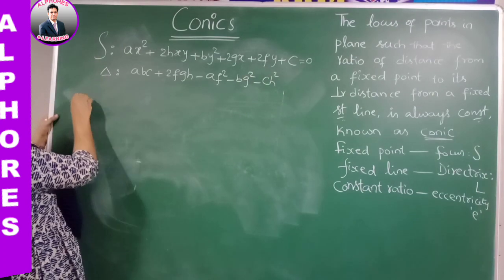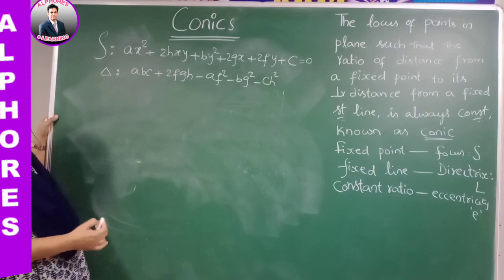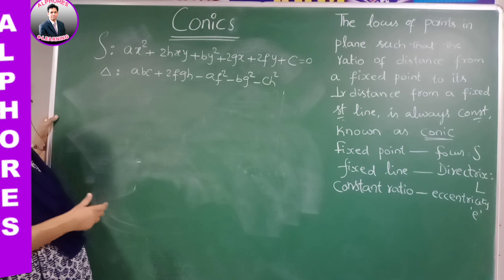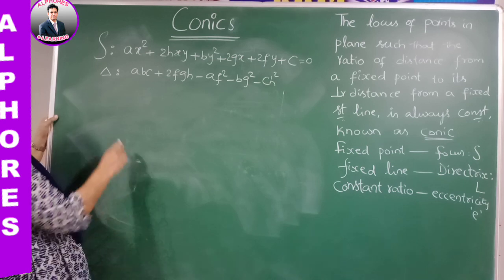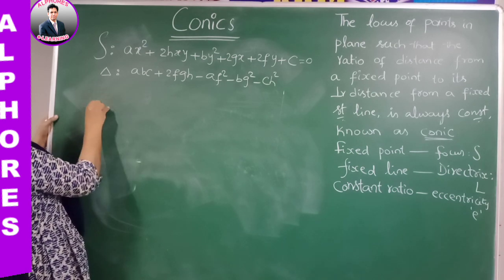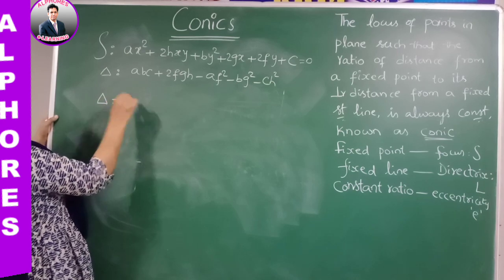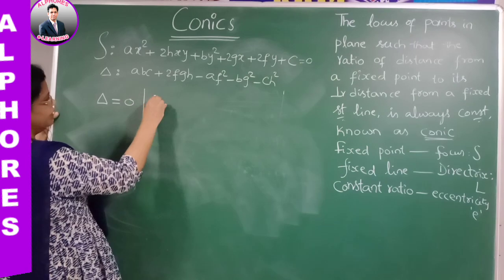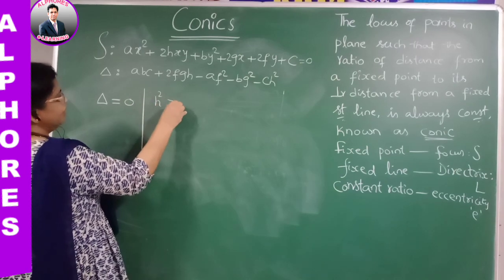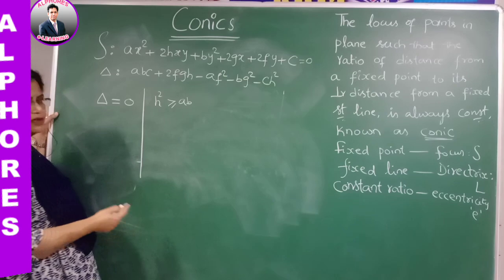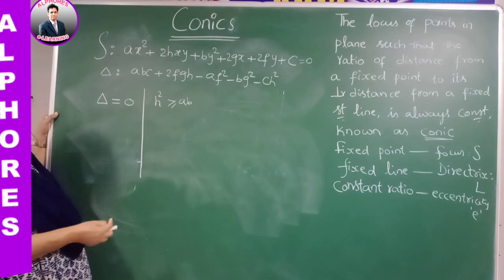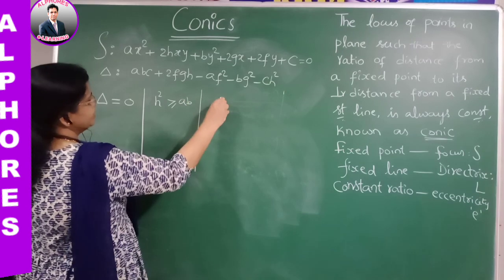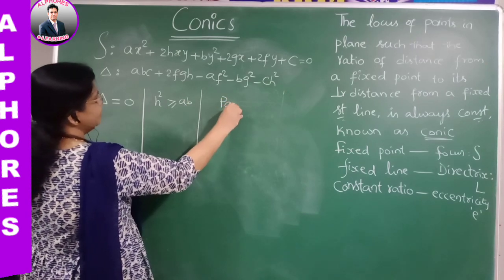Okay. Now let us observe one by one the different kinds of values, as to whether this equation is representing a parabola, ellipse, hyperbola, circle, etc. Now the first condition is suppose delta is equal to 0. Delta equal to 0. And after that I am taking h square greater than or equal to ab, and next f square greater than or equal to bc, g square greater than or equal to ac. Under all those conditions, the equation is representing a pair of lines.